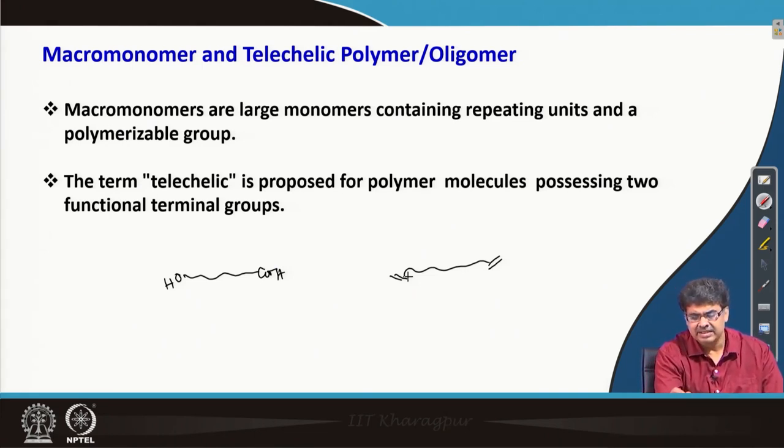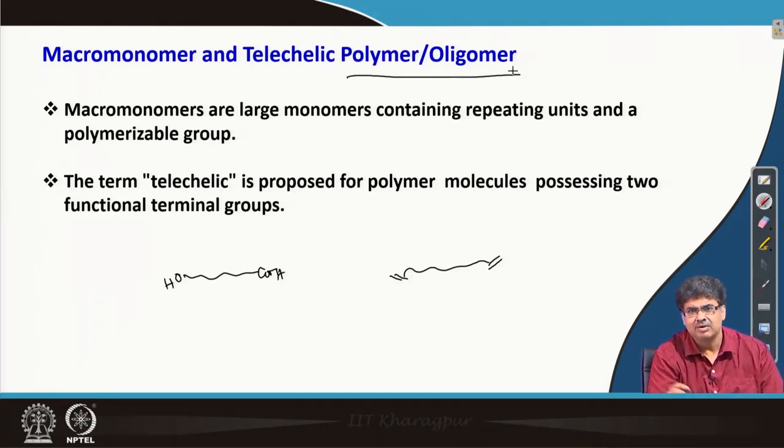Now, you are always hearing these two terms, polymers and oligomers. Obviously, the polymers or the chains which do not have very high molecular weight, they are oligomers. So, where is the cutoff between when I should call a chain a polymer or an oligomer? That depends on polymer to polymer.